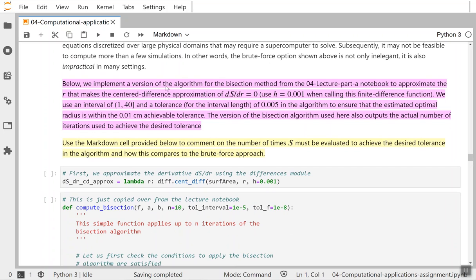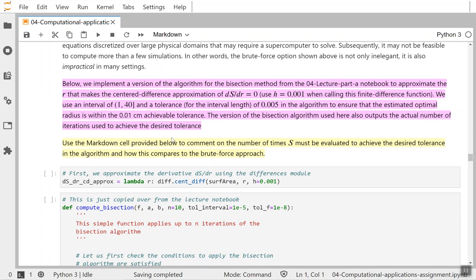Below, we implement a version of the algorithm for the bisection method from the 04 lecture part A notebook to approximate the R value that makes the centered difference approximation of dS/dr equal to 0. And we use h equals 0.001 when calling this finite difference function. We use an interval of 1 to 40 and a tolerance for the interval length of 0.005 in the algorithm to ensure that the estimated optimal radius is within 0.01 centimeters of our achievable machine tolerance. The version of the bisection algorithm used here also outputs the actual number of iterations used to achieve the desired tolerance.